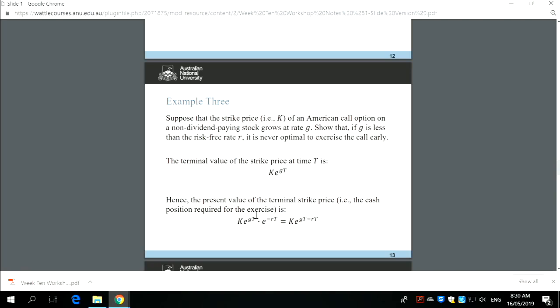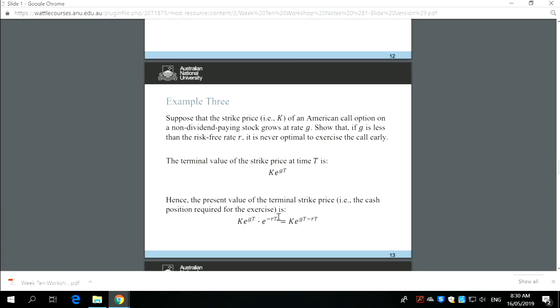Perhaps we can save up some money today, right? How much money do we need to save up? That's how much we need to pay at time T. Now, if we discount this strike price back to the present, that's how much cash we need to set aside, how much cash we need to deposit in a bank account, so that we would have enough money to pay the strike price.